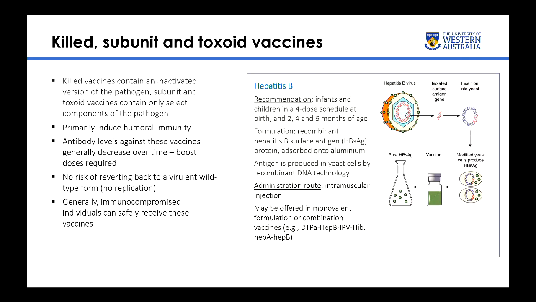In general, killed and subunit vaccines contain an inactivated version of the pathogen, or a subunit, or a toxoid. They induce primarily humoral immunity because there isn't replication of the pathogen in the host. Antibody levels may wane over time, and that's why, when we go back to the calendar, quite a few booster doses are recommended. But again, it's safer. So apart from the Q fever vaccine, they are pretty much all safe in immunocompromised patients.